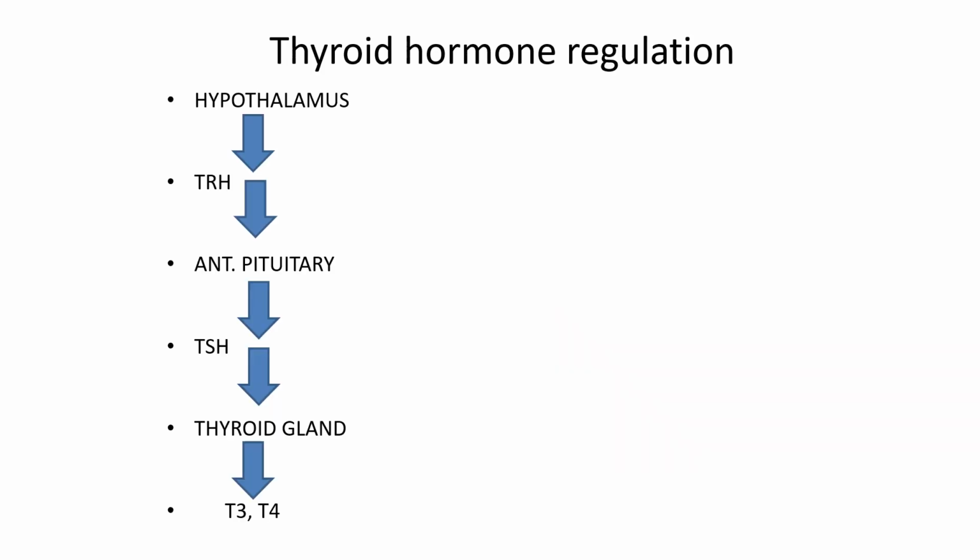Regarding thyroid gland regulation, the hypothalamus secretes thyrotropin releasing hormone, which stimulates the anterior pituitary gland to secrete TSH, thyroid stimulating hormone. It then stimulates the thyroid gland to secrete T3 and T4, triiodothyronine and tetraiodothyronine.